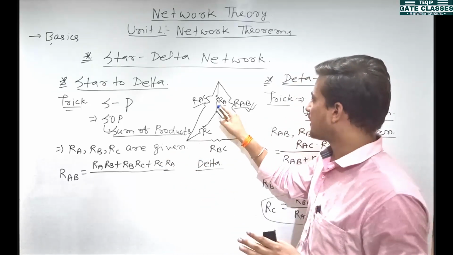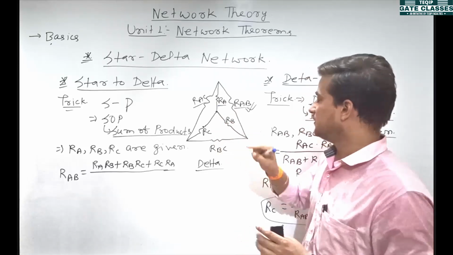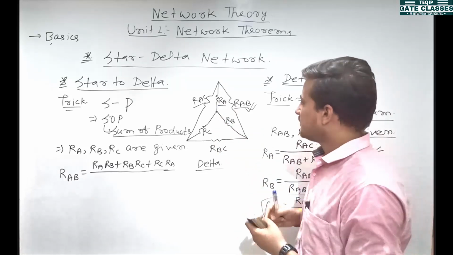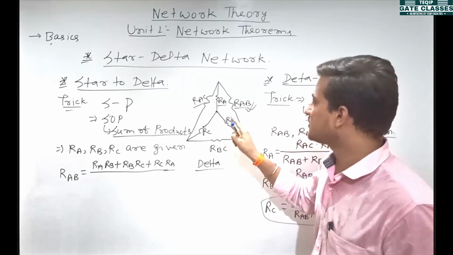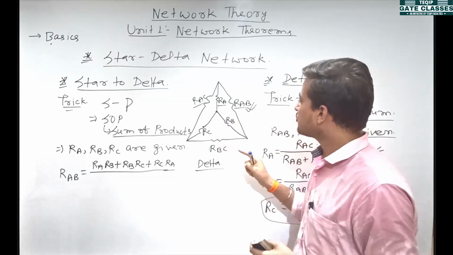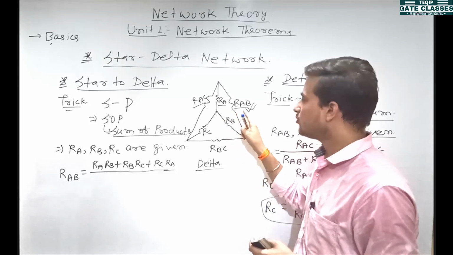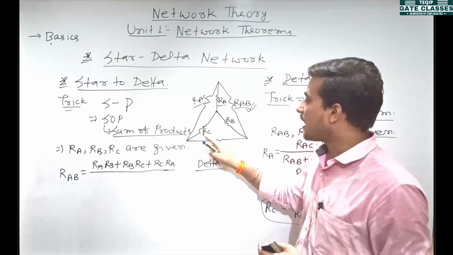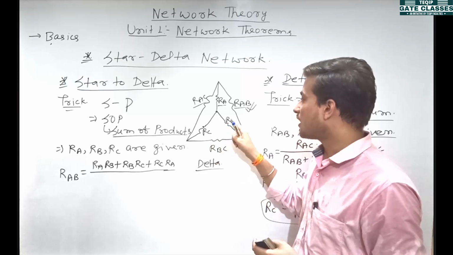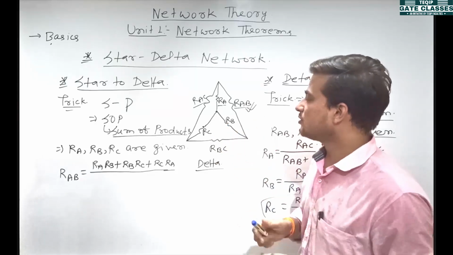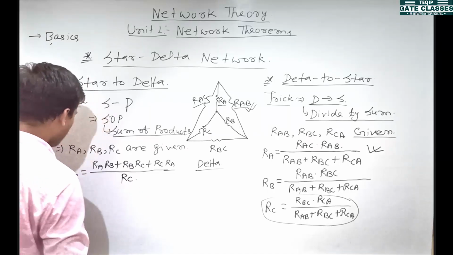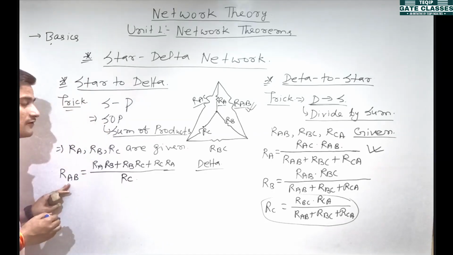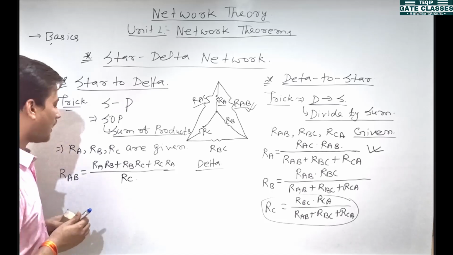Here it is RA, RB, and RC. When it comes to division, out of these three resistances, you have to pick a single resistance. Here you can see RA and RB are linked with RAB, but RC is not linked with RAB. So here it will be divided by RC. That means for RAB, you will divide by RC.